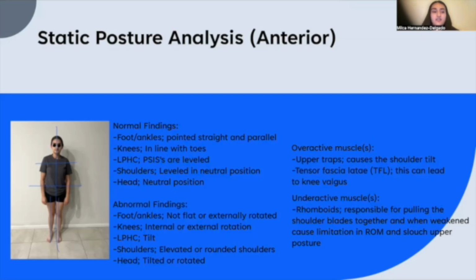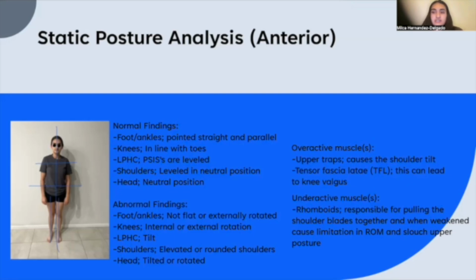And then our lumbo-pelvic hip complex, we will have the PSIS leveled, and our shoulders as well, leveled in a neutral position. Our head would also be in a neutral position, kind of just straight. Some abnormal findings in this are that the foot and ankle wouldn't be flat, so kind of arched or pointed up, and also externally rotated, so kind of leaning inwards or even pointed out with a curve.